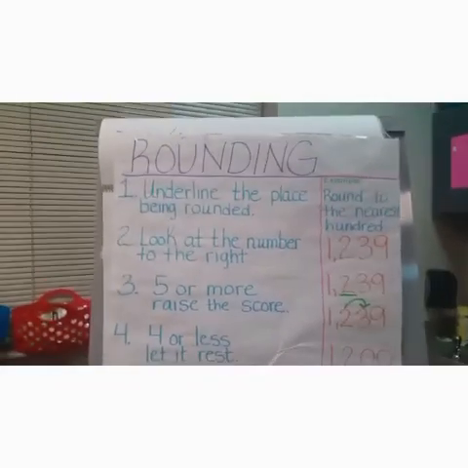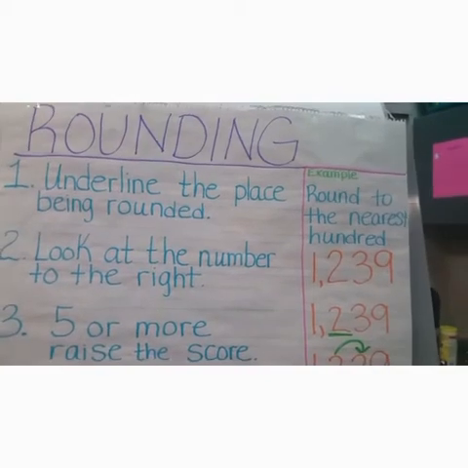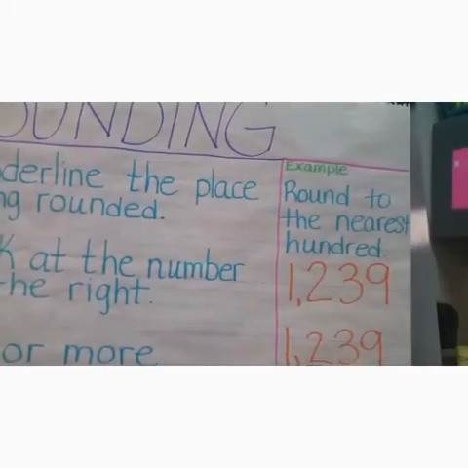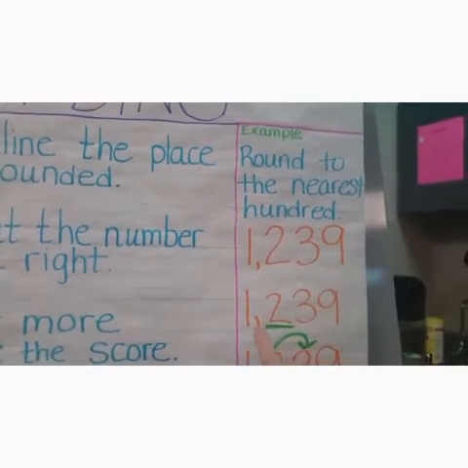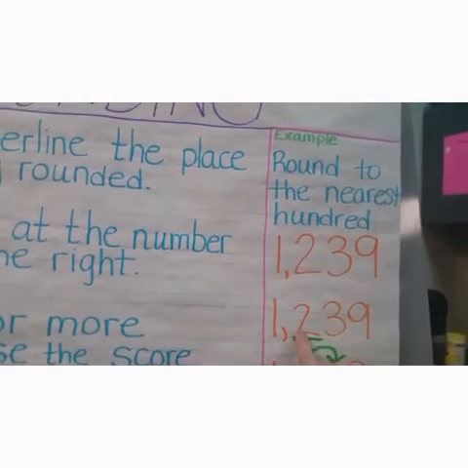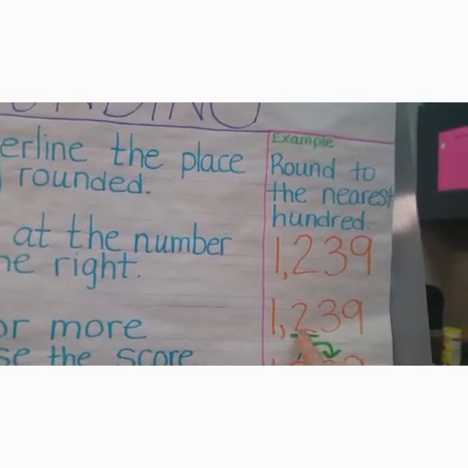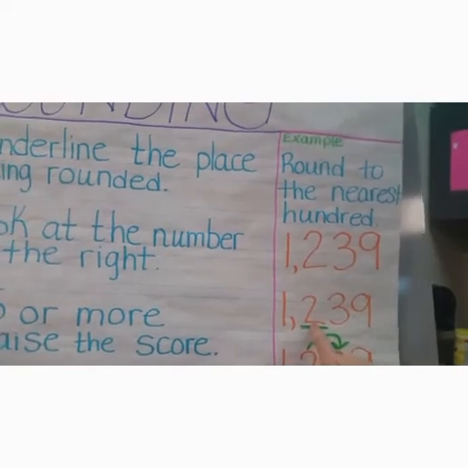Okay, so we're going to work on rounding. When you round, you underline the place being rounded. So we're going to round to the nearest hundred. So we have 1,239. If we look down here, the hundreds place is here. So we have a 2, so we have 200. We're going to underline the place being rounded, so we underline the 2.